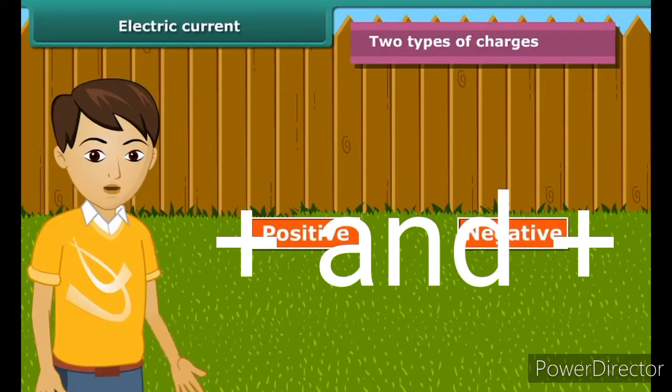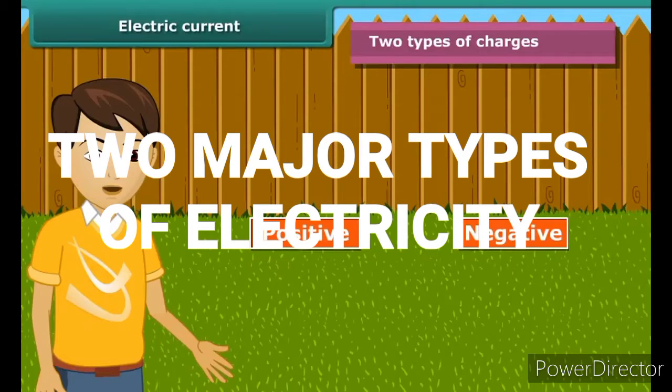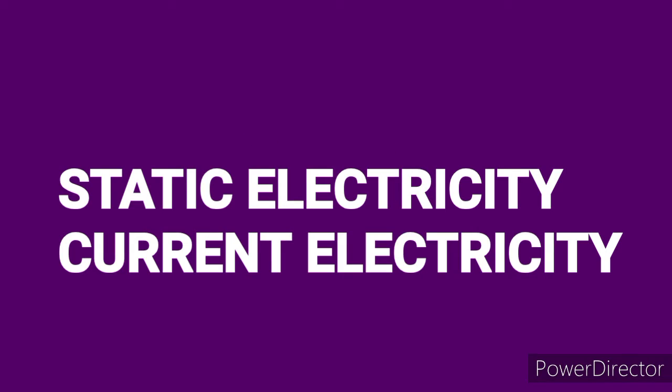Now, there are two main types of electricity. One is called static, and the other is called current electricity.